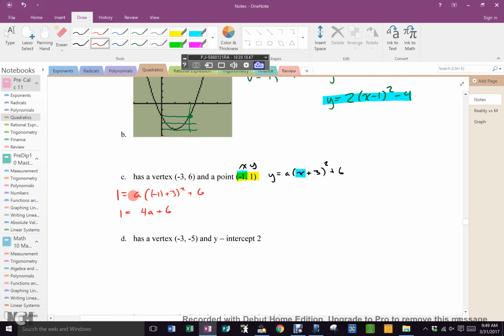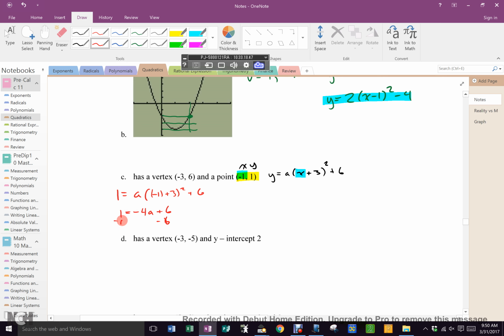Oh, I forgot. What is a? Is a positive or negative? Why is a negative? Because I went from a vertex downwards. So it's -4a plus 6. Now what? Now what should you do? Now you just use algebra.